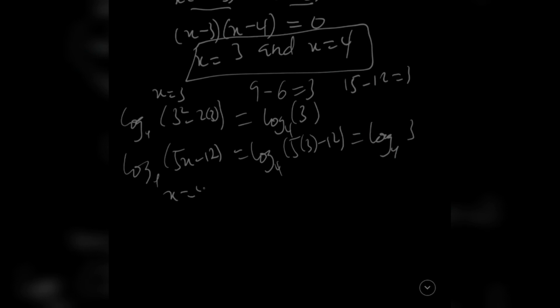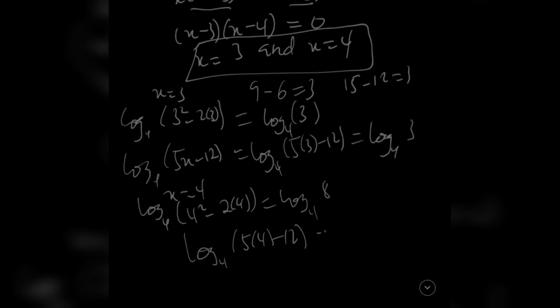Now let's take x to be 4. The left-hand side will be log to the base 4 of 4 squared minus 2 multiplied by 4. 4 squared is 16, 2 times 4 is 8. 16 minus 8 gives us 8, so we get log to the base 4 of 8. Then for the right-hand side, we get log to the base 4 of 5 multiplied by 4 minus 12. 5 times 4 is 20, 20 minus 12 is 8, so we get log to the base 4 of 8. So you can see that x equals 3 and x equals 4 both satisfy the original equation, so they are our final answers.